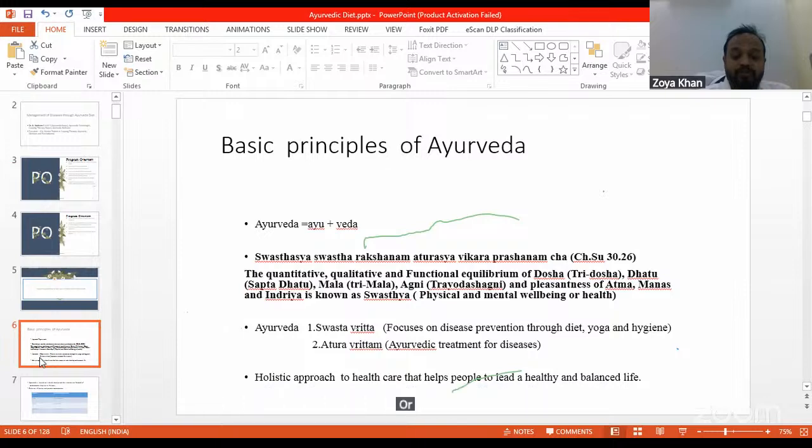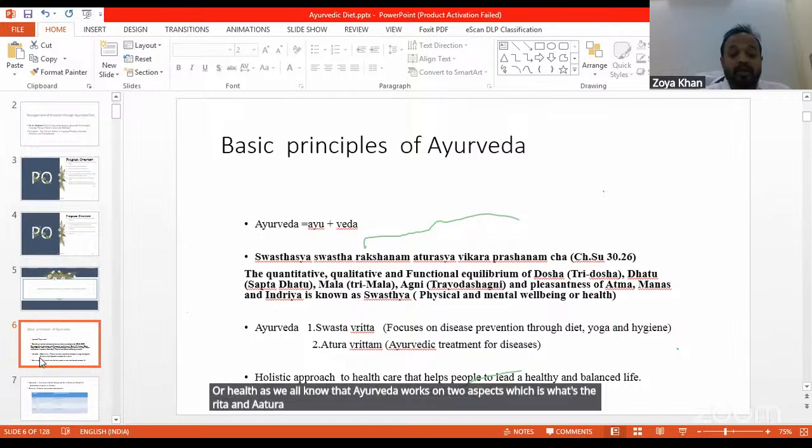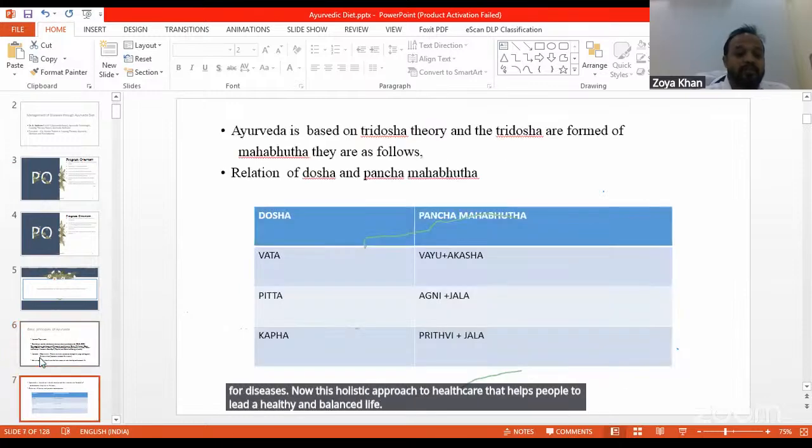As we all know, Ayurveda works on two aspects: Swastha Vritta and Atura Vritta. Swastha Vritta works on prevention through diet, yoga, and hygiene. Atura Vritta works on the Ayurvedic treatment for diseases. This holistic approach to healthcare helps people lead a healthy and balanced life. Clear? This is about the basic principles of Ayurveda.